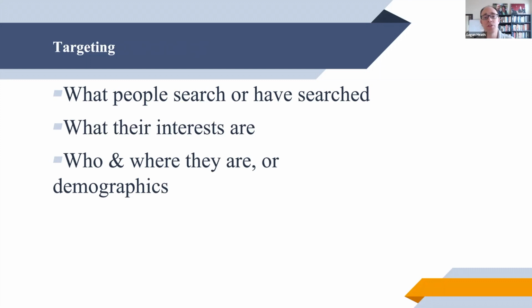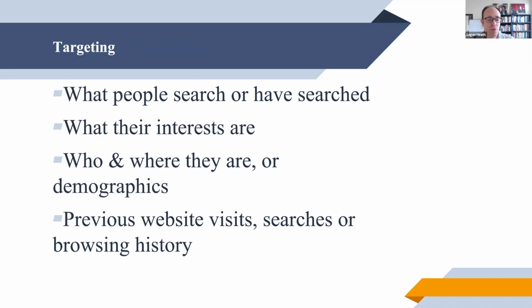Also, Facebook and some of these other channels know who people are, kind of where they're at geographically, and what their demographics are in terms of age, gender, and sometimes even family dynamics. And then this one I think is a very powerful one: people visiting previous websites, including your website, people's past search history or past browsing history. It's pretty incredible what kind of data Google and Facebook have on that.